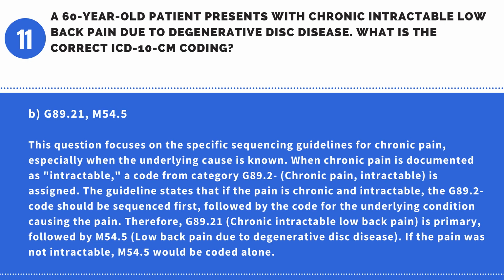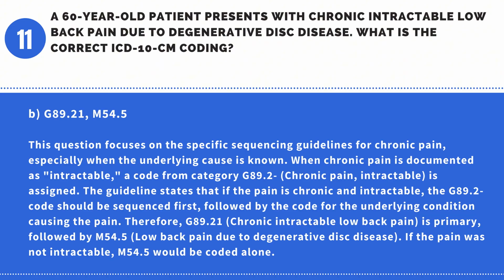Answer B. G89.21, M54.5. This question focuses on the specific sequencing guidelines for chronic pain, especially when the underlying cause is known. When chronic pain is documented as intractable, a code from category G89, chronic pain, intractable, is assigned. The guideline states that if the pain is chronic and intractable, the G89.2 code should be sequenced first, followed by the code for the underlying condition causing the pain.